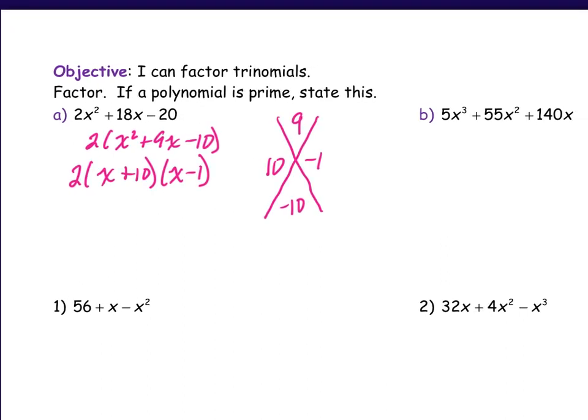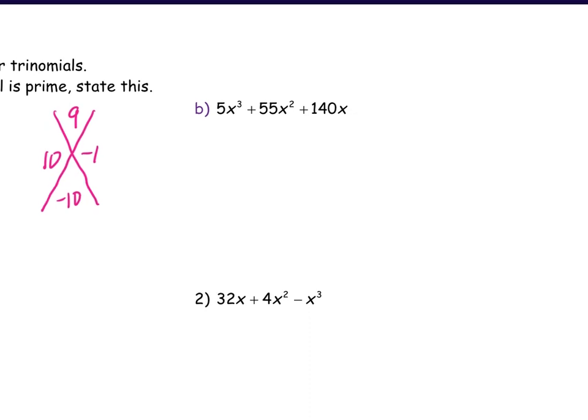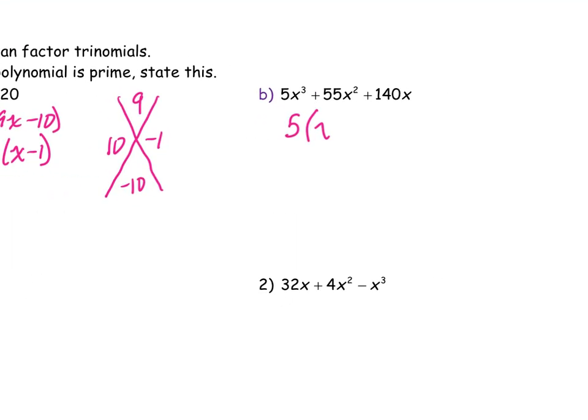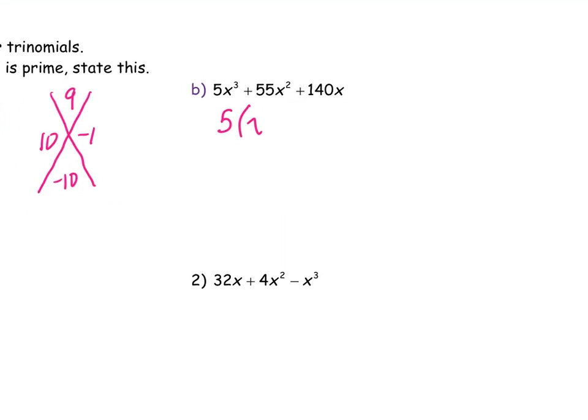Okay, so how about b? What can I factor out on b? A 5, yeah. So if I factor out a 5, I get, oh, and I did not do a good job there, because what else can I factor out? So let me erase this. What else can I factor out? What else is in all three terms? Yeah, I have x cubed, x squared, and then I have an x. So I can actually factor out a 5x, okay?